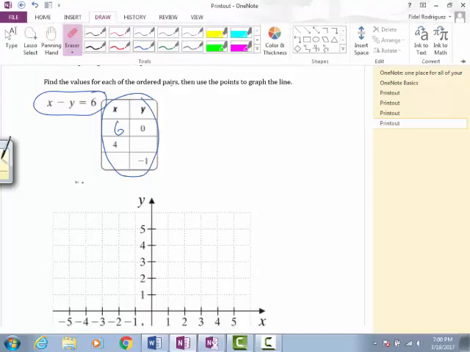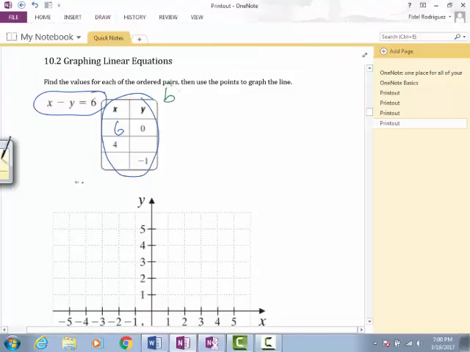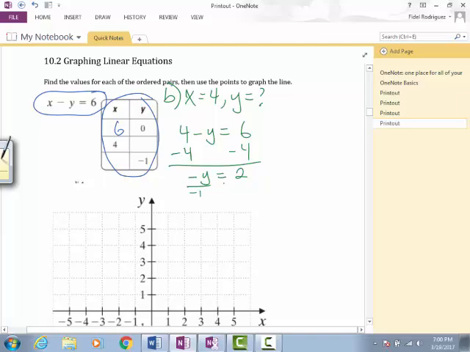And now I'm going to go ahead and do part B. In part B, I know that x is equal to 4, but I don't know what y is. So I'm going to say 4 minus y equals 6. So I'm going to go ahead and minus 4 on both sides. That's going to leave me negative y equals 2. So when I divide both sides by negative 1, that's going to leave me y equals negative 2. So I'll go ahead and put a negative 2 right there.